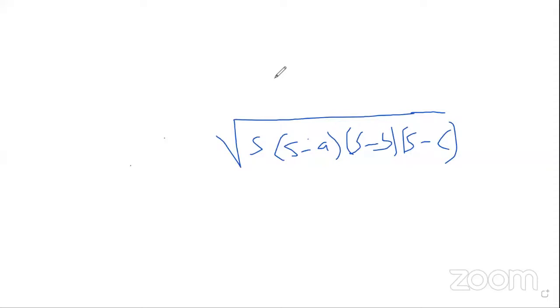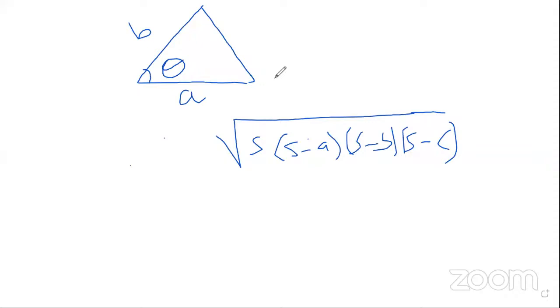I have a half A, B sine theta. Now, a half A, B sine theta works very well if you have a triangle provided two sides, let's say side A, side B, and an enclosed angle.